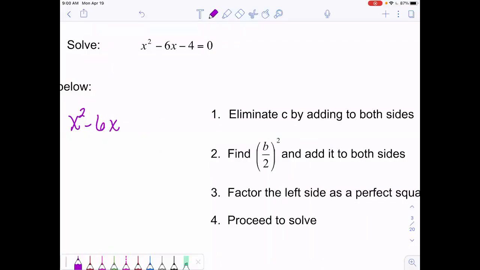Squared plus bx plus c. So we would take the 4 to the other side. So eliminate c by adding it to the other side. And I left a little space here. Peter, why did I leave a little space there?